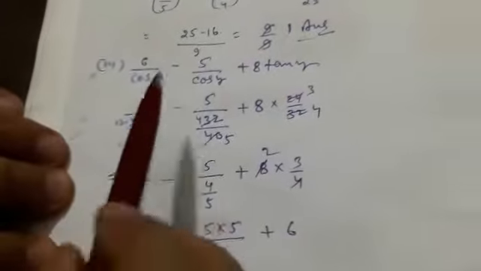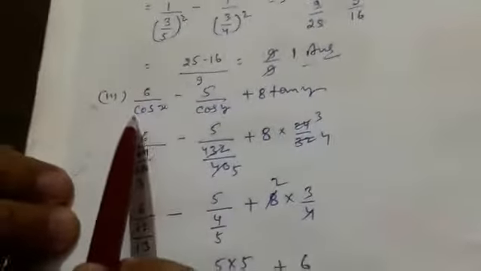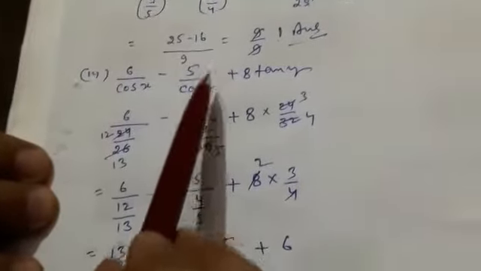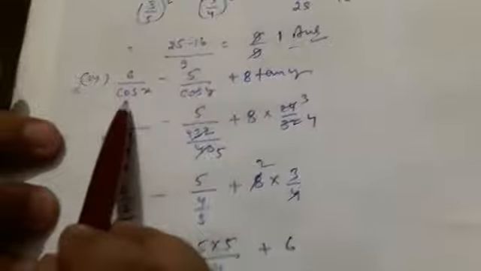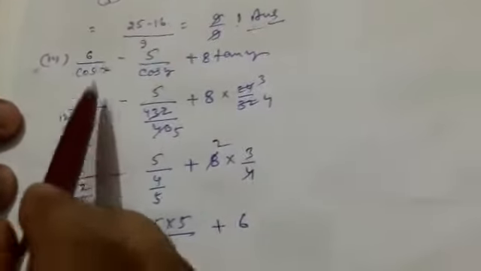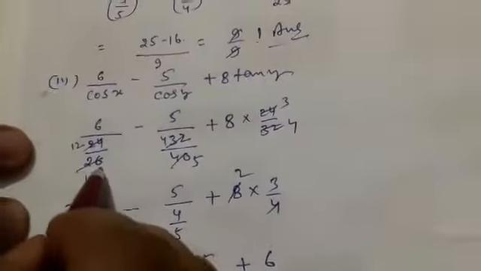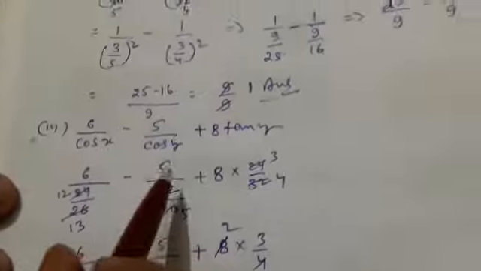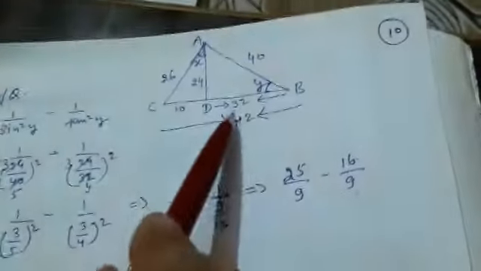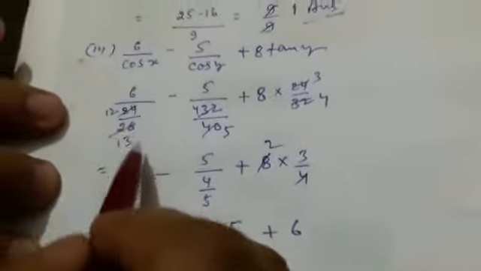Now let us see the third part. 6 by cos x minus 5 by cos y plus 8 tan y. Let us put in these values. Cos x means this one, b by h, 24 by 26, minus 5 by cos y. Cos y means this one, 32 by 40. Now let us simplify these numbers.